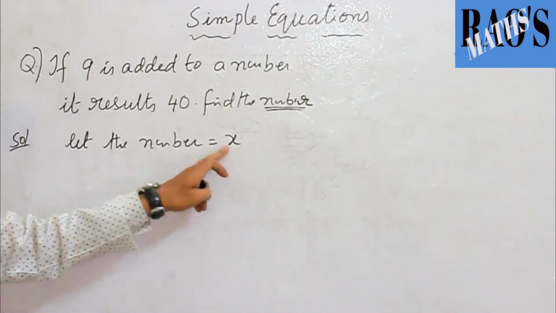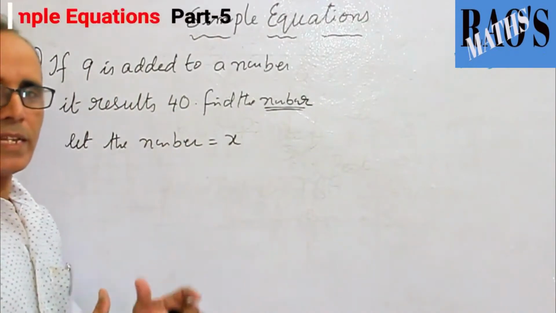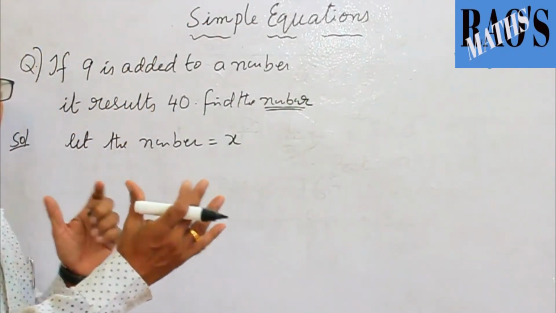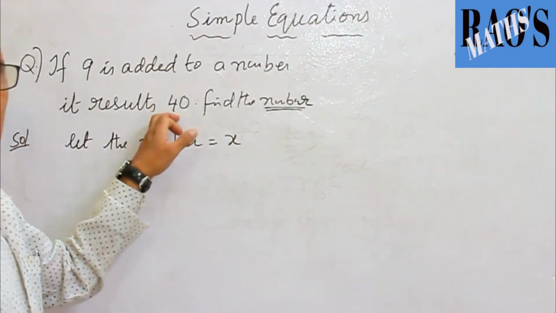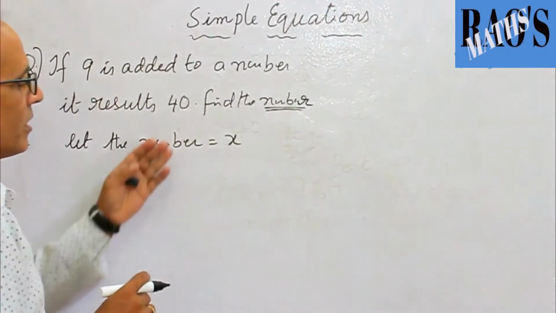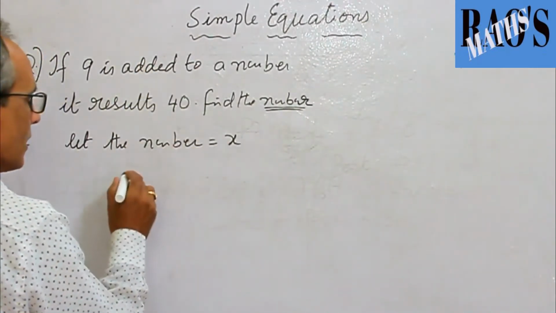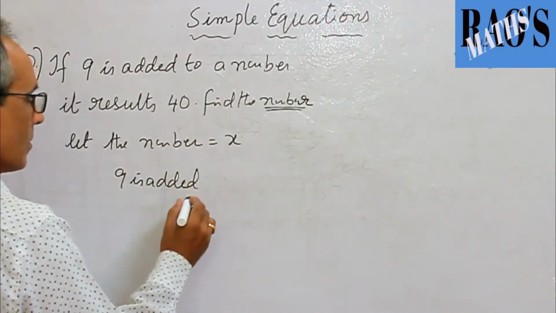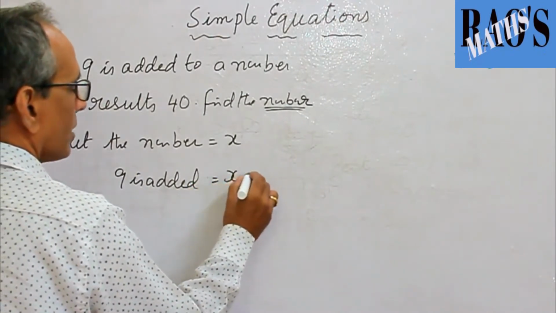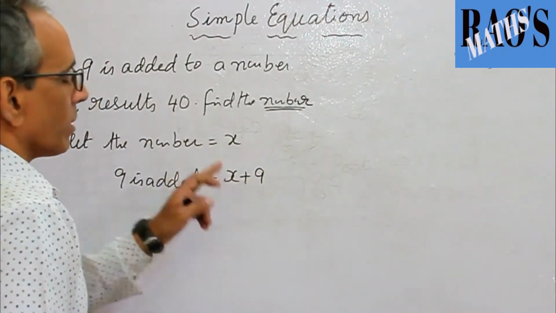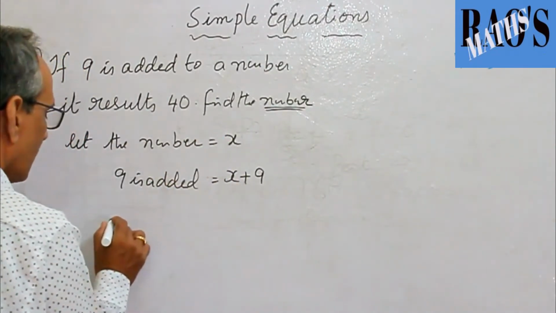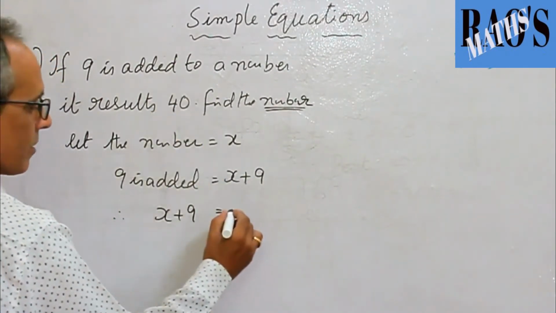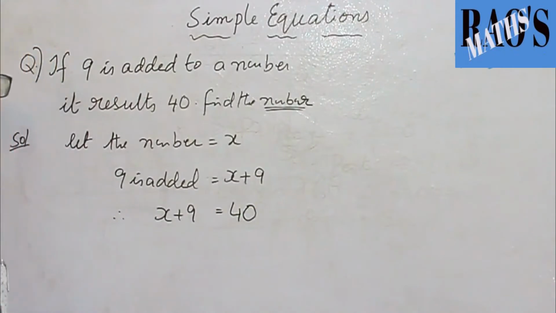So what happened to this x? 9 is added to this. If 9 is added to this, what does it become? x plus 9. Then what is the result value? 40. Right here, don't write the equation immediately. Show what happened to this x. 9 is added. That is equal to x plus 9. So 9 is added to the number of your choice x. Therefore, what happened to the result when 9 is added to the number? It becomes 40. See, simple equation. x plus 9 is 40.